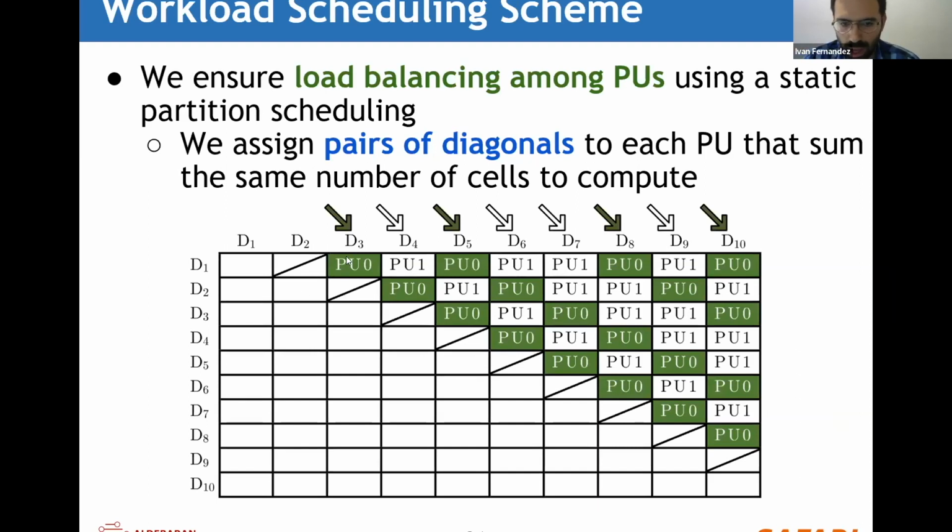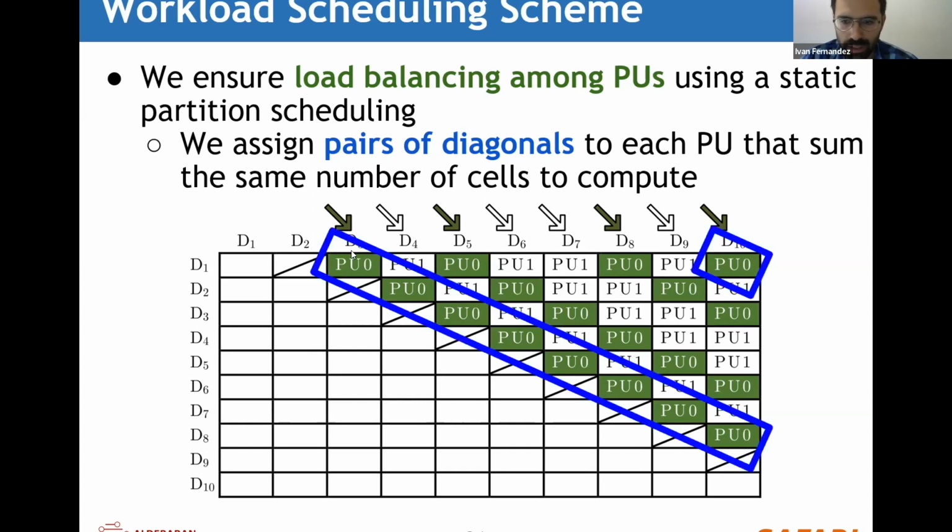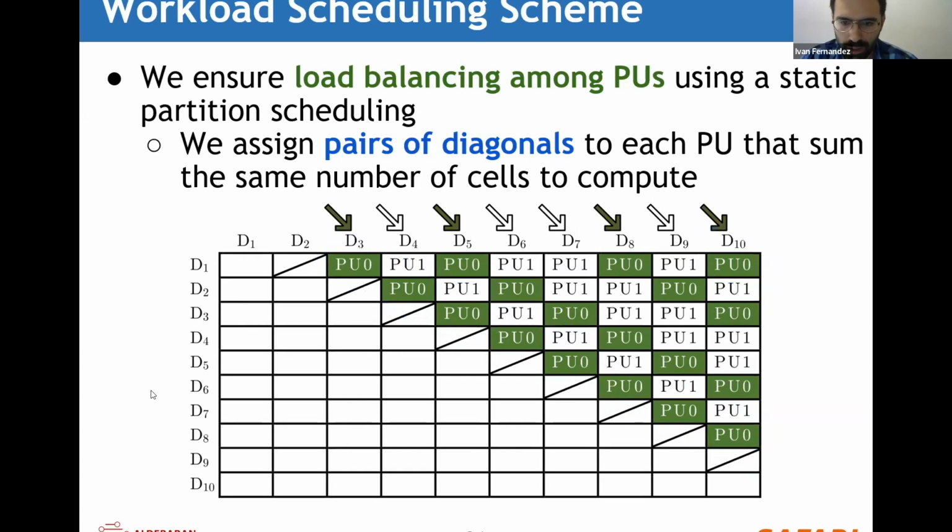So in this case, we have a couple of PUs, PU0 and PU1, and what we do is assign PU0 the third and the last diagonal, and PU1 the fourth and the ninth diagonal. We continue assigning diagonals in this way until we reach the full matrix schedule across the PUs, and if you sum the number of elements that each PU has to compute, they are the same. So this is what we are interested in.